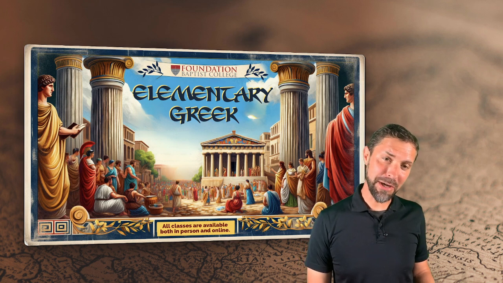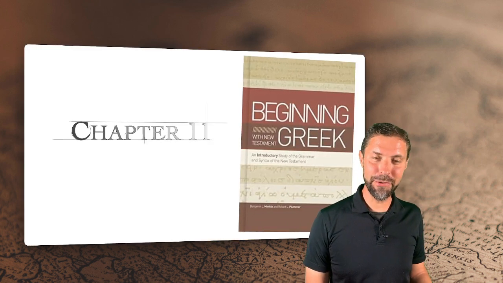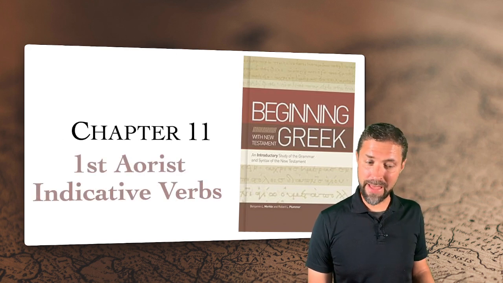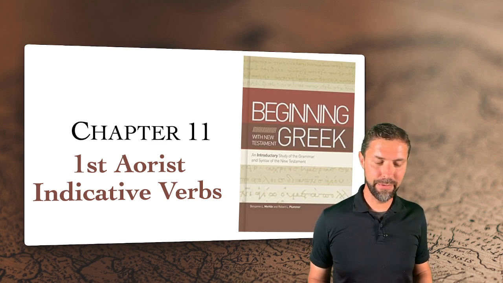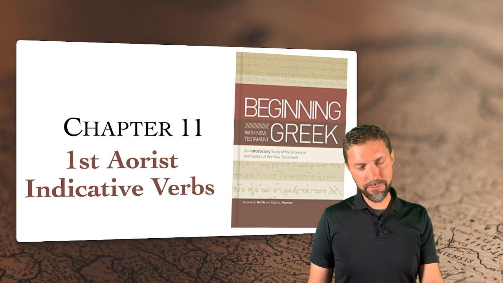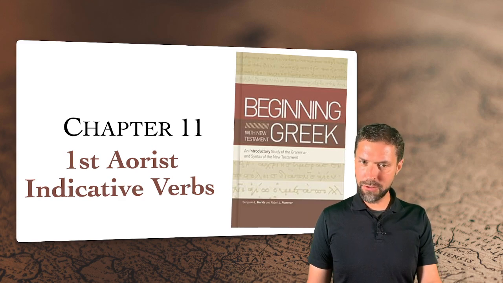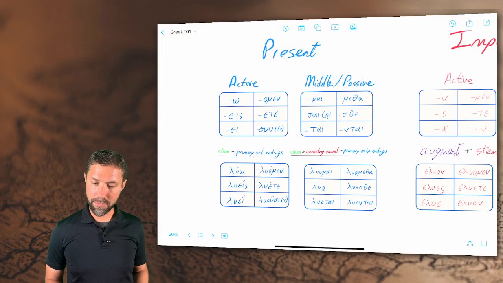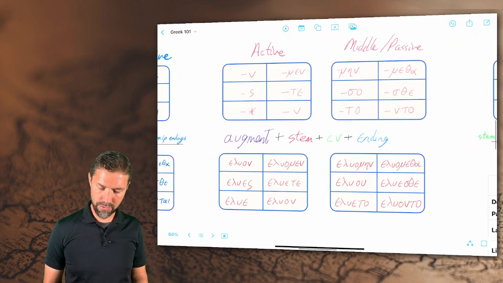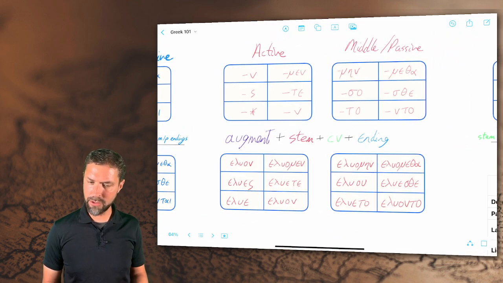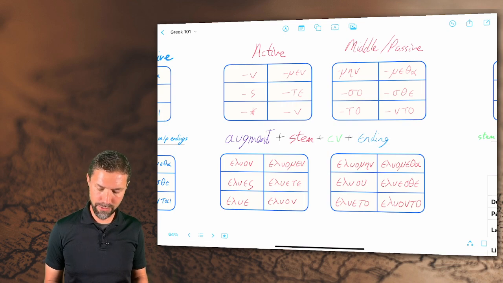And with this lecture, we're moving now to the chapter in Merkel and Plummer, chapter 11, on the first aorist indicative verbs. Now, as we've worked through, we've made good progress together studying the different verb tenses. We don't need to entirely review all of them, except just at a quick glance. We picked up the present. We picked up the imperfect, and you should, if these are not clear to you already, go back and take another look at them, make sure they're clear.